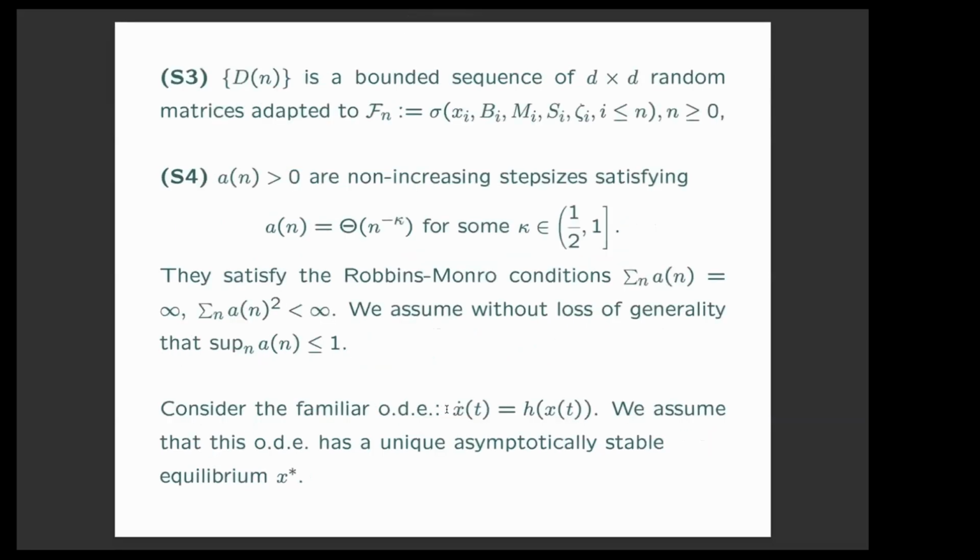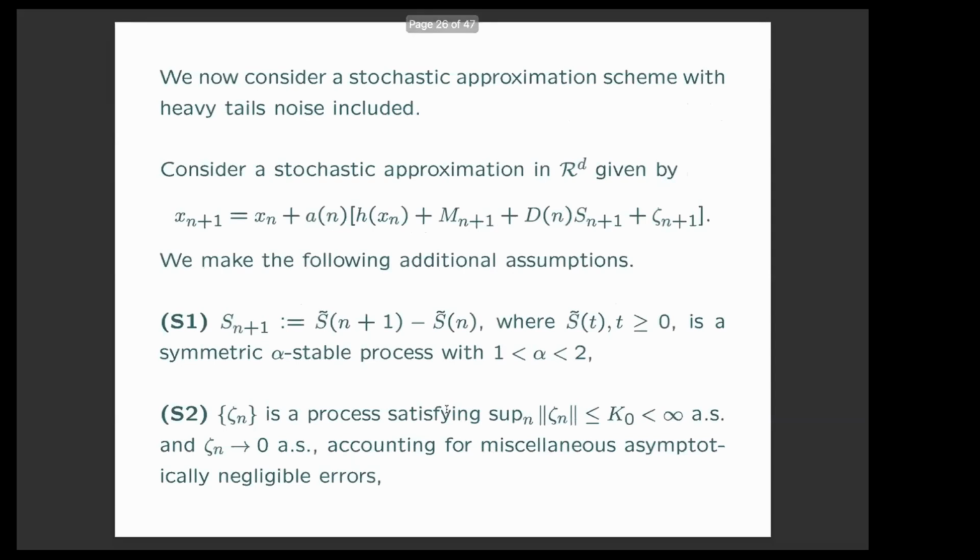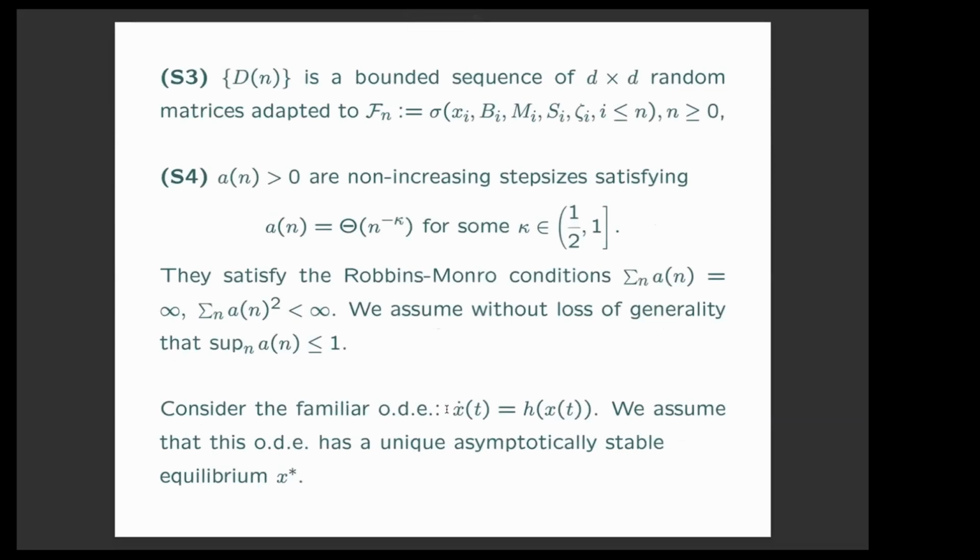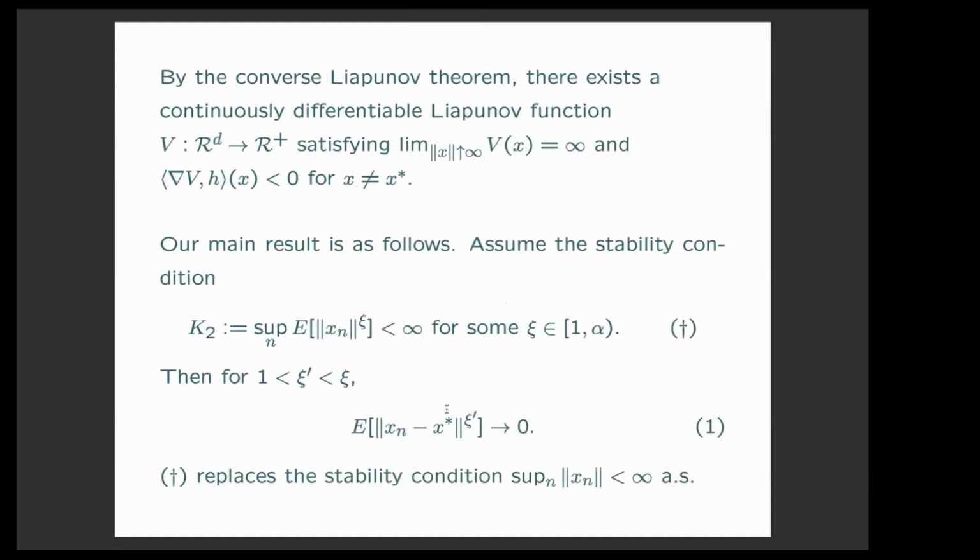So D_n is again some adapted term, just multiplying the increment. Again, we have to make the step sizes a little more strict: order n to the minus kappa, which is between half and 1. And this satisfies the Robbins-Monro condition certainly. And we also assume that we consider the convergent case, that x dot equal to h(x) has a unique globally asymptotically stable equilibrium. So then you know, by the converse Lyapunov theorem, that we only need the existence.